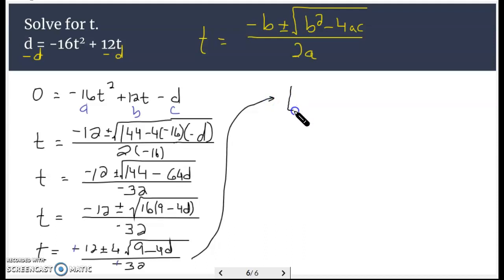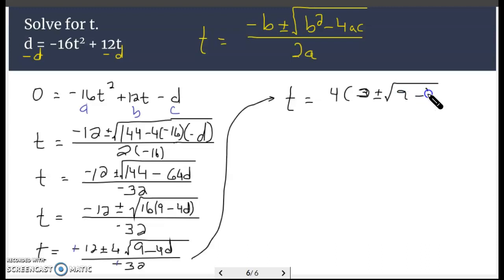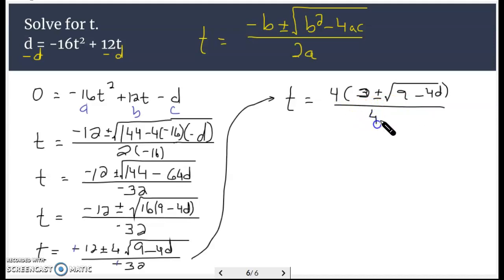Alright, next up, t is equal to 12, 4, and a 32. We can factor out a 4 from the top and the bottom. The 4, we're going to have a 3. 4 times 3 makes the 12. We factored out the 4 in front of the radical. The radical still is 9 minus 4d. The denominator I'm going to write as 4 times 8. And now notice the 4's are going to cancel out here. We have a 4 on the top, 4 on the bottom. Simplified answer, 3 plus or minus square root 9 minus 4d, all over 8.